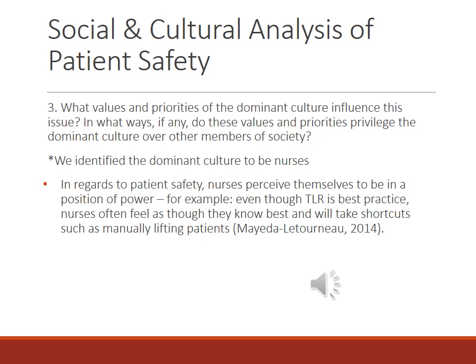Here is the third question on social and cultural analysis of patient safety. What values and priorities of the dominant culture influence this issue? In what ways, if any, do these values and priorities privilege the dominant culture over other members of society? We identified the dominant culture to be nurses. In regards to patient safety, nurses perceive themselves to be in a position of power. For example, even though TLR is best practice, nurses often feel as though they know best and will take shortcuts such as manually lifting patients.